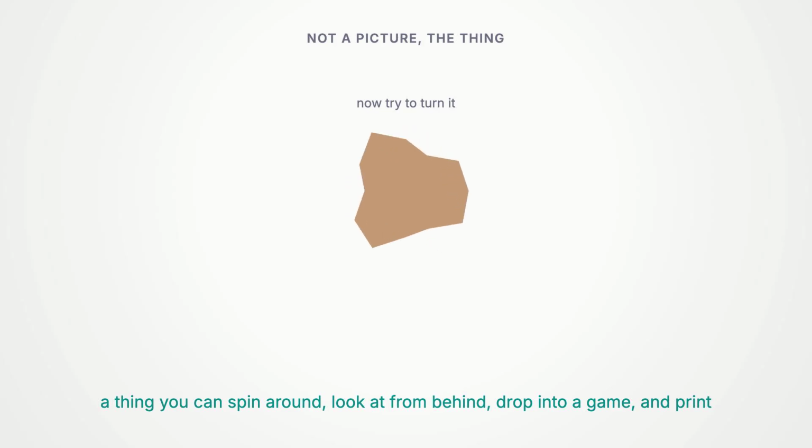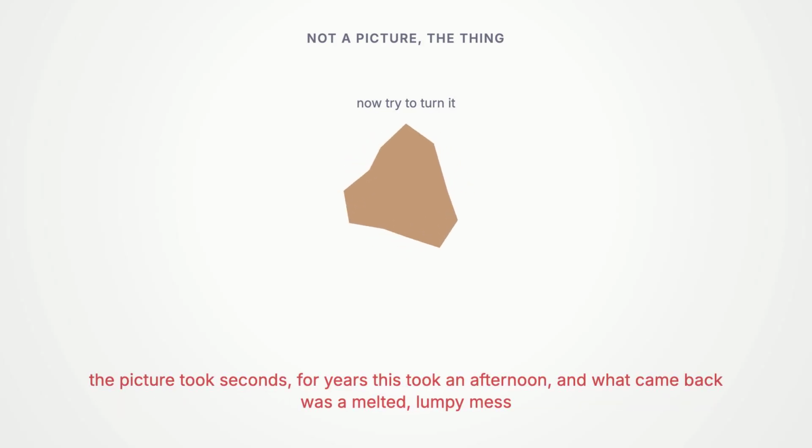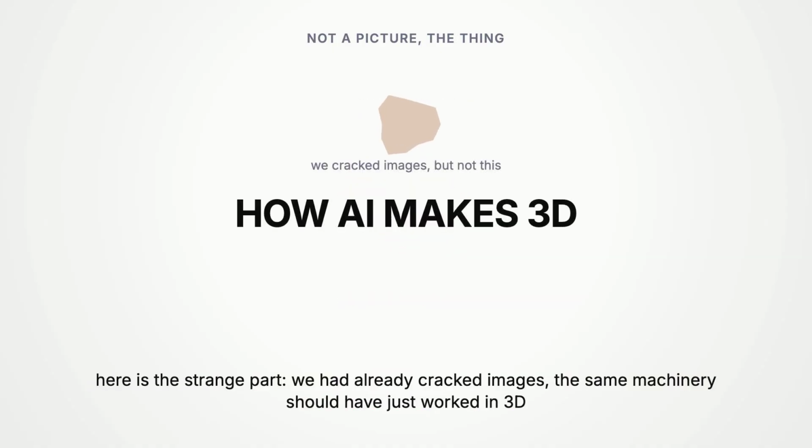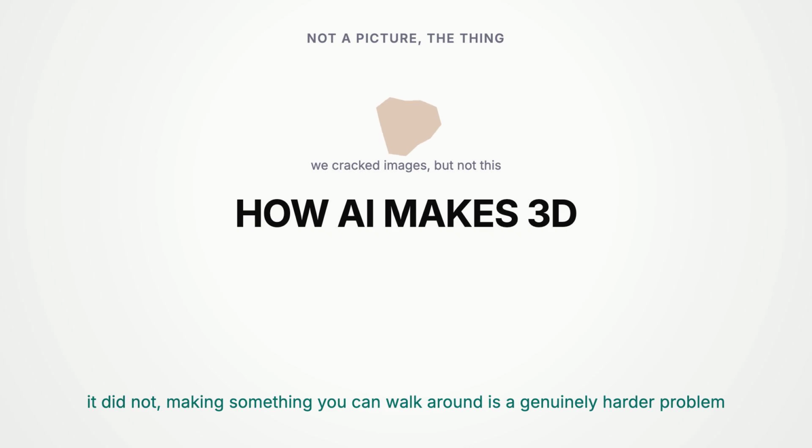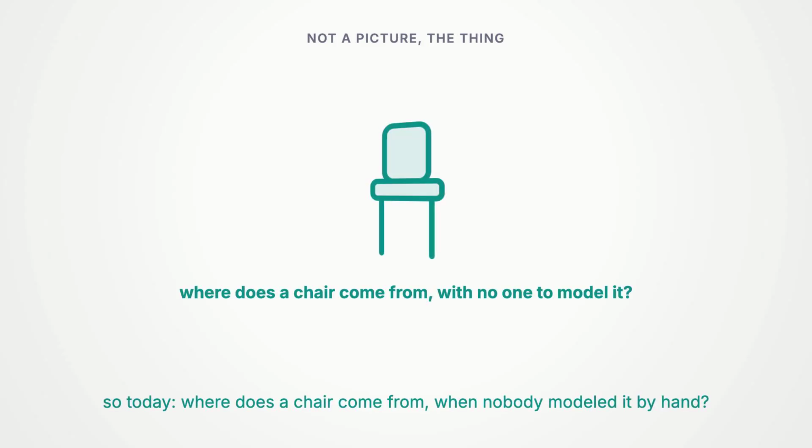For years this took an afternoon, and what came back was often a melted, lumpy mess. Here is the strange part. We had already cracked images. The same machinery should have just worked in 3 dimensions. It did not. Making something you can walk around turns out to be a genuinely harder problem than making something you can only look at, and the reasons why are the whole story. So today, where does a chair come from when nobody modeled it by hand?